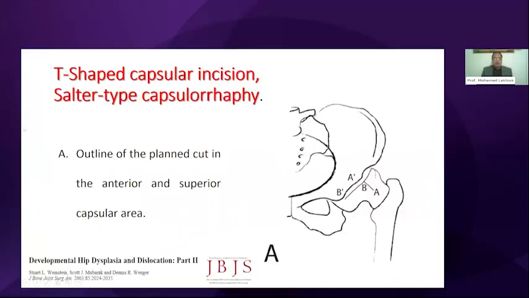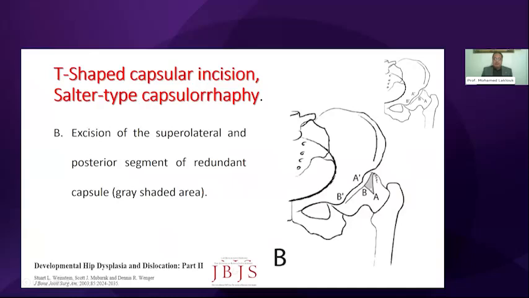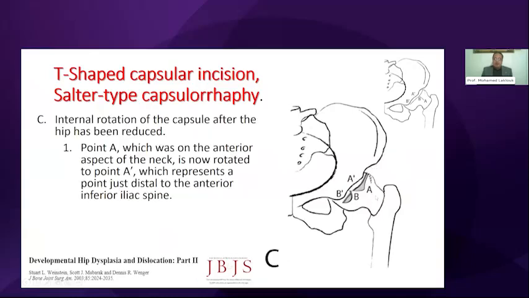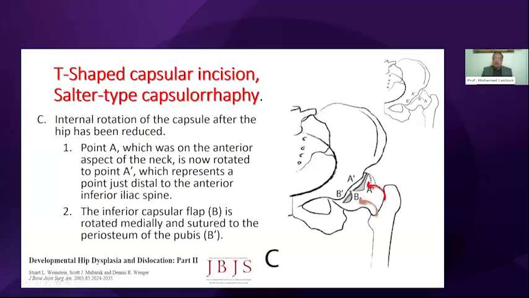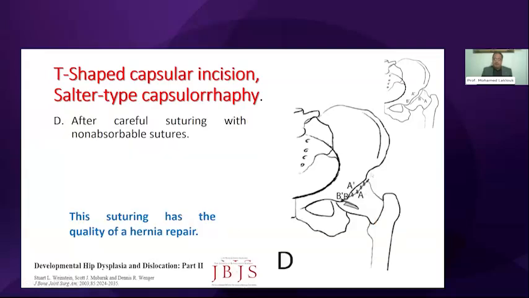T-shaped capsular incision with Salter type capsulorrhaphy is a normal or ordinary T-shaped incision in the capsule. Then these shaded areas are excised, and we do a medial rotation of this flap from the capsule, so the side of the T limb of the T incision is inserted in the anterior inferior iliac spine, and the other side is inserted in the periosteum of the pubis. This is a final diagram for this Salter type capsulorrhaphy.